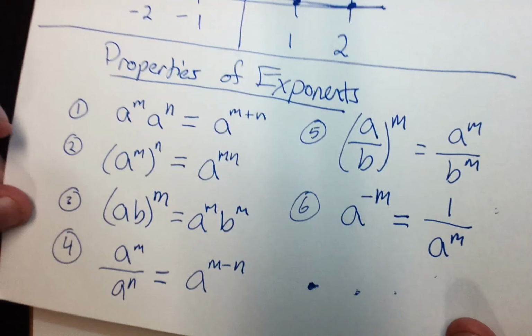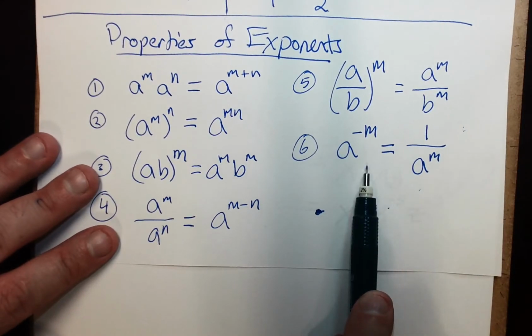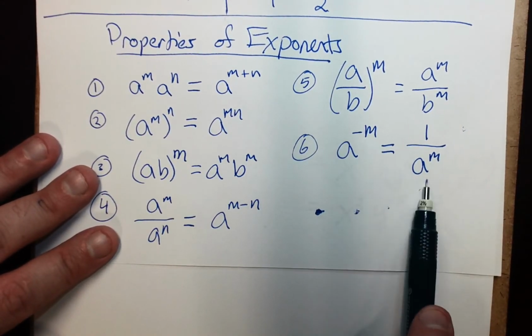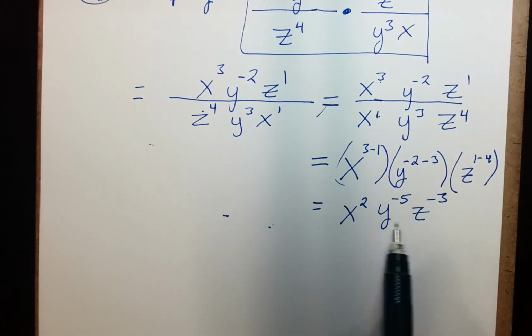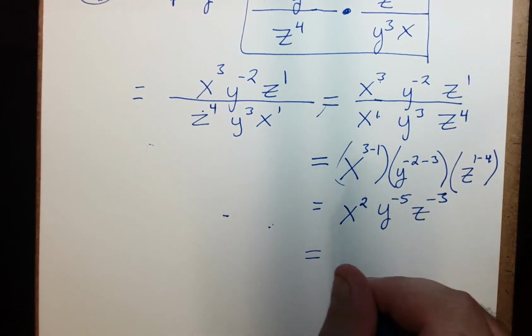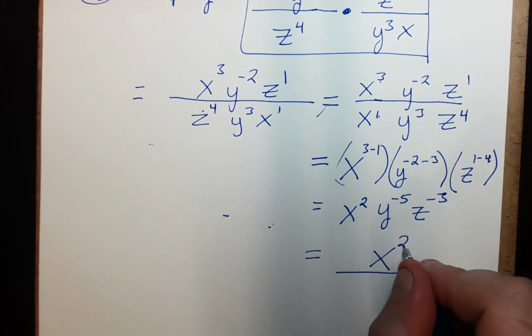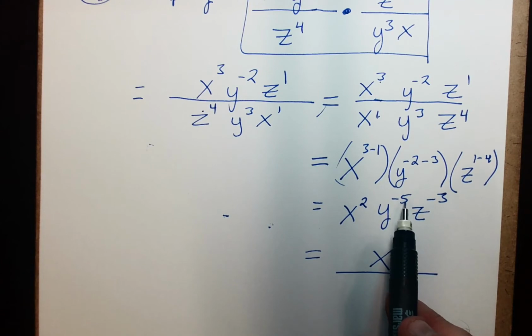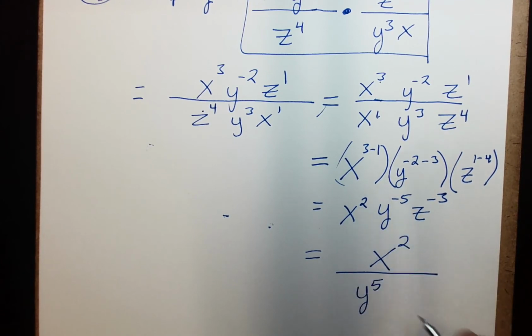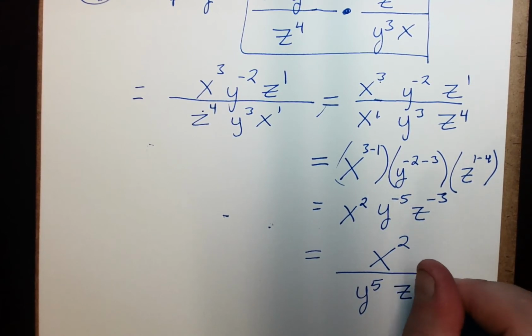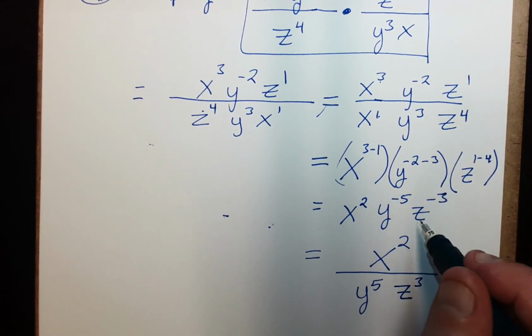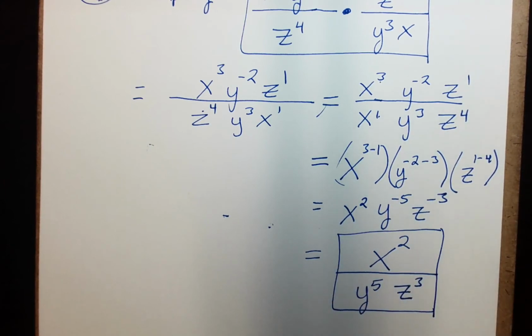So we've simplified all the exponents. And then the other thing we can do is apply this property right here: anything with a negative exponent can be written in the denominator. So these two have negative exponents, so you can move them to the denominator as follows. So put the x to the 2 in the numerator because it had a positive exponent. y to the minus 5 is y to the 5 in the denominator. And z to the minus 3 is z to the 3 in the denominator. And that is simplified.